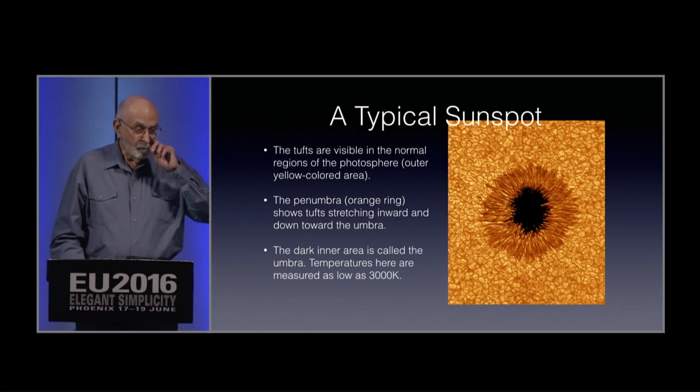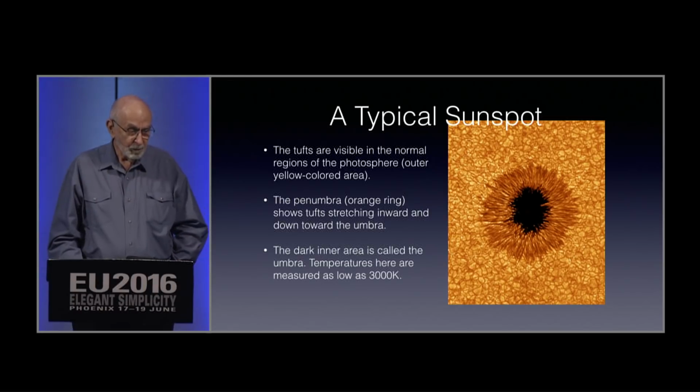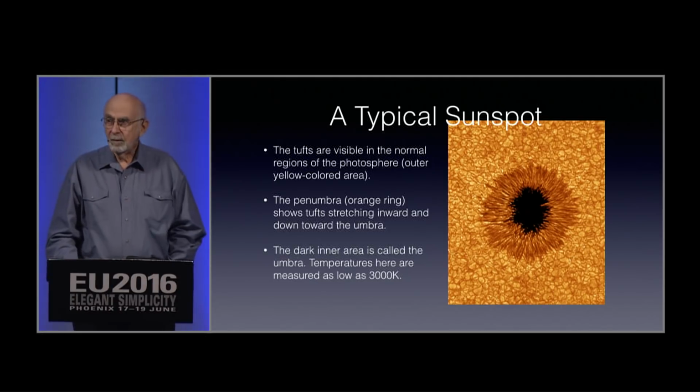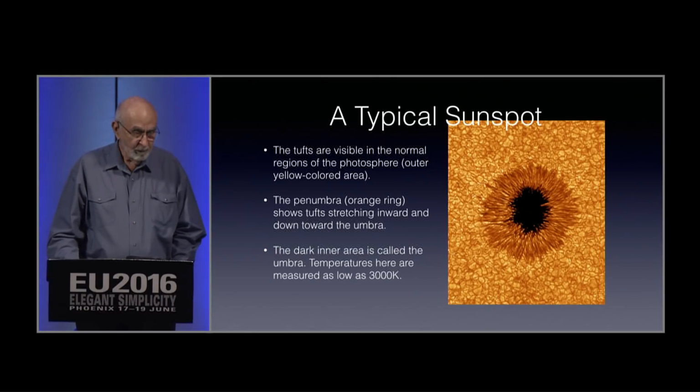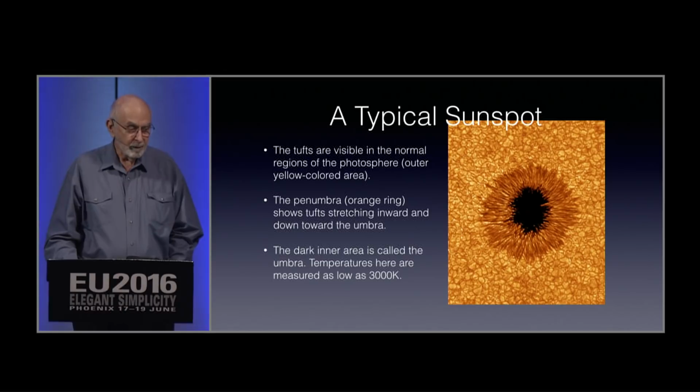There is, of course, the penumbra. That's that orange ring that you can see. The dark inner area is called the umbra. And the temperatures in the umbra have been measured at just something north of 3,000 Kelvin. So the umbra obviously is much cooler than the normal, I'm sorry, the normal tufts, which are the yellow region around the outside there.